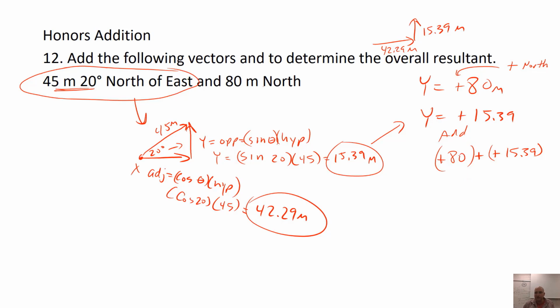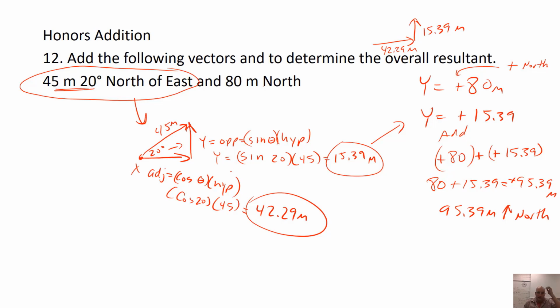And we add those together. This is just 80 plus 15.39, and we get 95.39 meters, a positive value. So the y-axis is going to end up having 95.39 meters north.